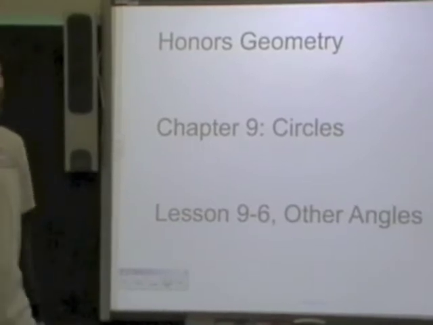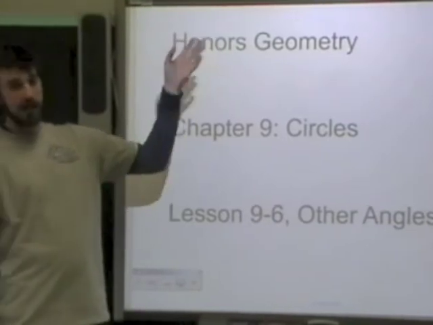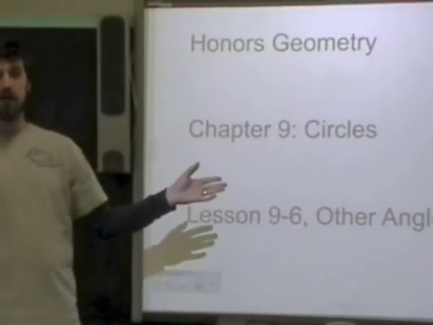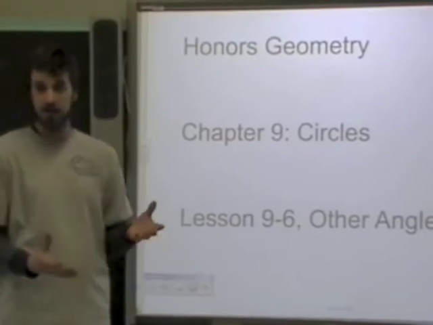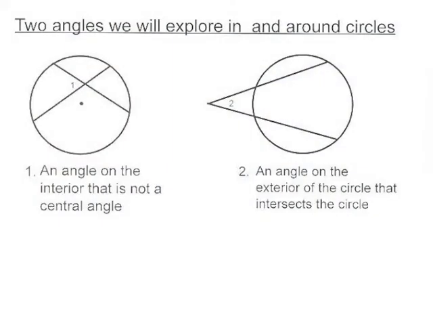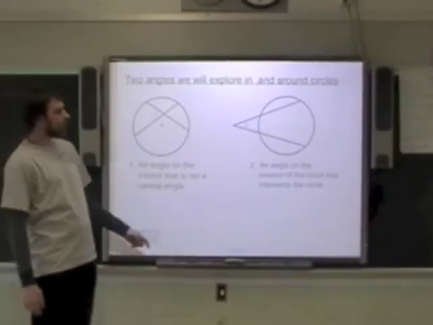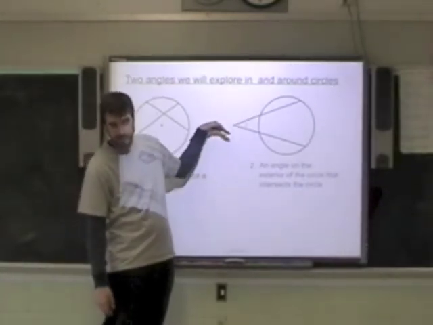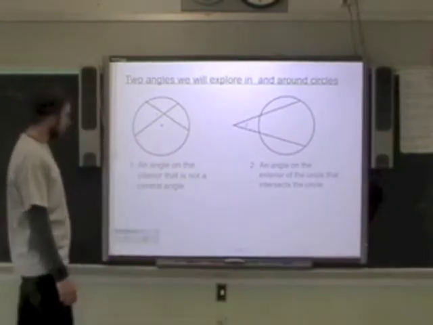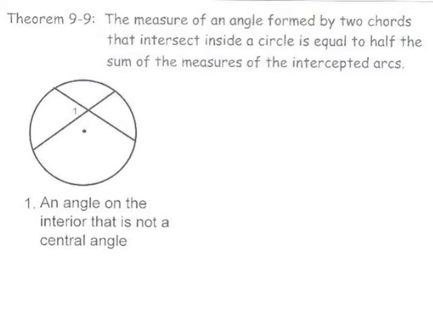Other angles in circles. You've seen before we did central angles in circles, and we've worked with inscribed angles. Now we'll be working with different types of angles that occur inside and outside of circles. The two types of angles that we'll be working with today are angles that are located on the interior of a circle and angles that are formed on the exterior of a circle but have lines that intersect a circle. So let's take a look at the first example here.